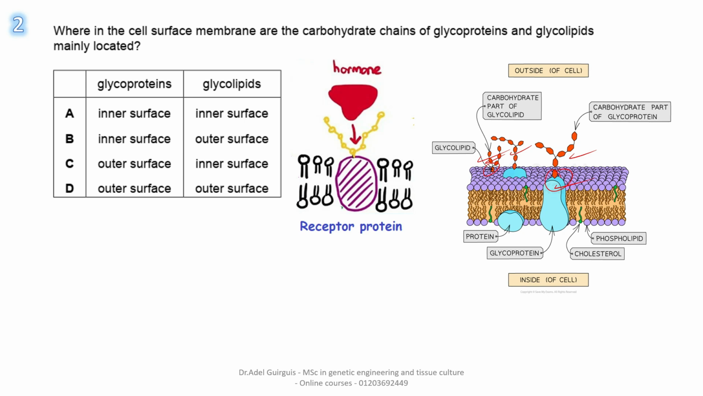On the outer surface. So the answer is D, for receiving cell signaling molecules like hormones, for example insulin, glucagon, and so on.